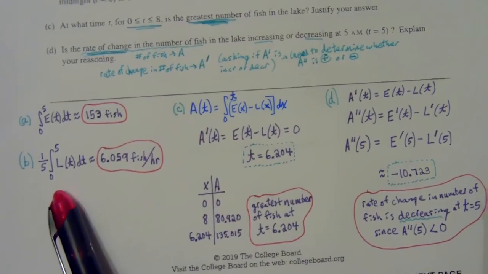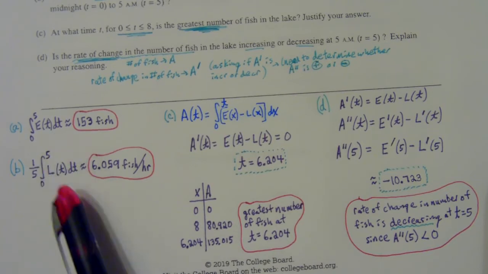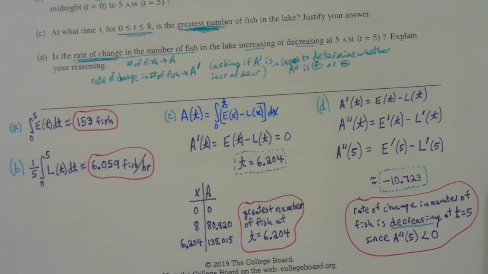So I'm going to do my average value formula, 1/5 times the integral from 0 to 5 of the L of t, math 9, both of those. But then this one, go to three numbers after the decimal.